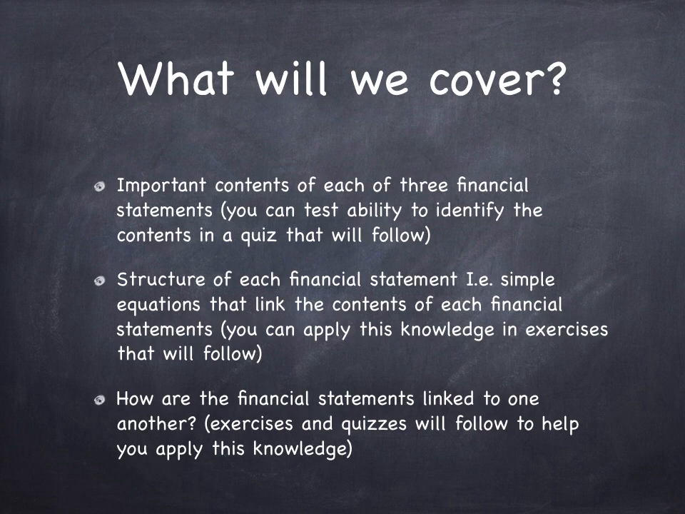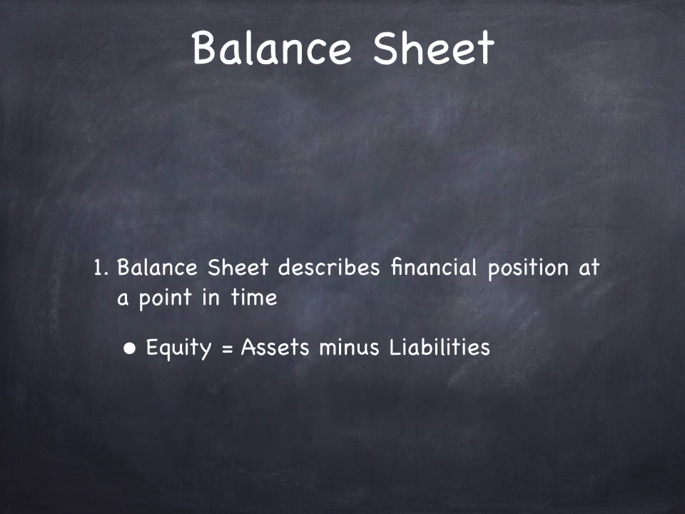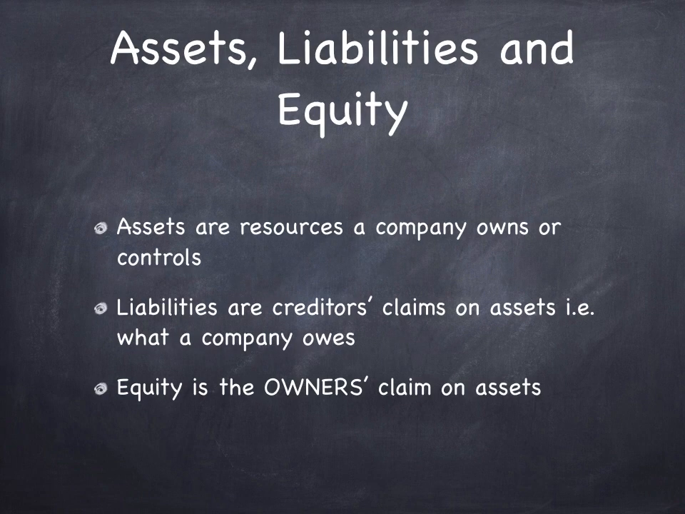As I will show you later, each financial statement can link the contents through a simple equation, and at the end, we will see how the three financial statements are linked to each other. Balance sheet is the first financial statement that we are going to get familiar with. The contents of the balance sheet are connected by the equation equity equal assets minus liabilities.